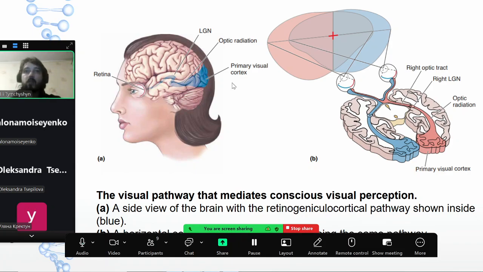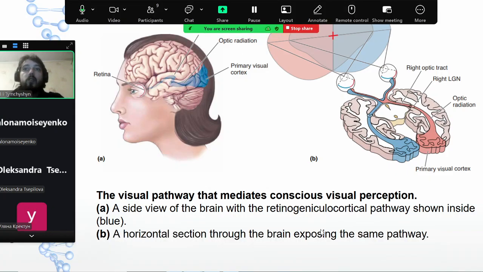So now let's get to the visual pathway that mediates conscious visual perception. Here we see a side view of the brain with the retinogeniculocortical pathway shown in blue. This complex name means that we start in the retina, we get to the geniculate nucleus, so LGN, and then we get to the primary visual cortex. And from that cortex, there will be more and more projections and so on.